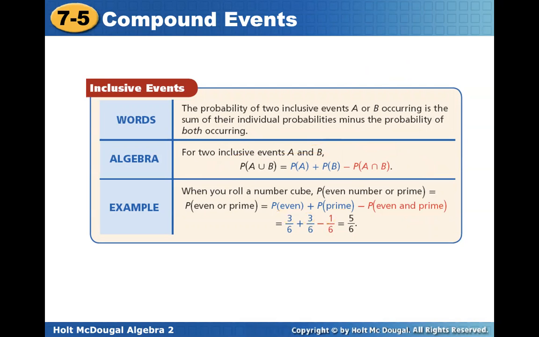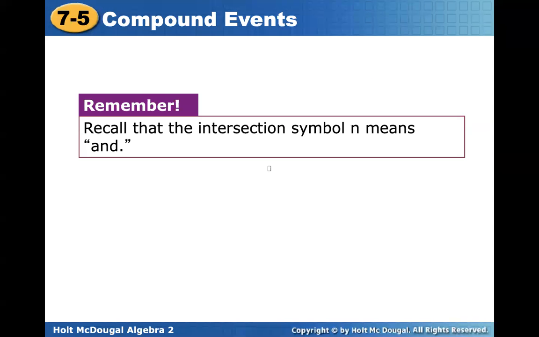So those two formulas, know when to use them. One of them is used when we have overlap. One of them is used when we do not have overlap. Recall that the intersect symbol means and, and I have that up here on the board also. So make sure you know the difference between or and and. Or means you have to do one or the other.